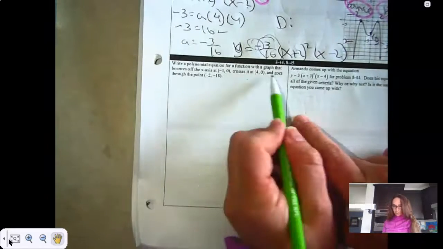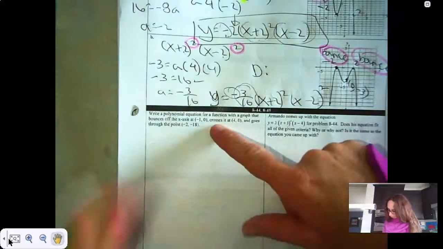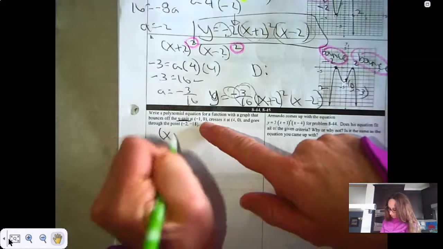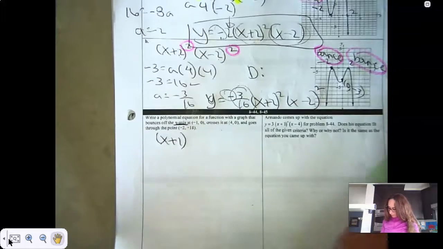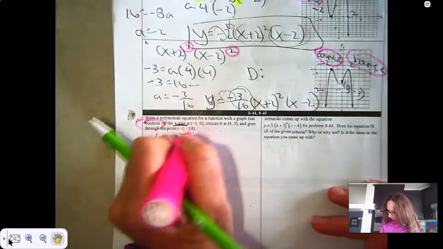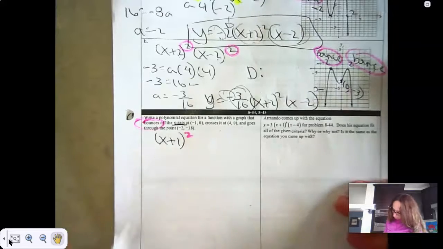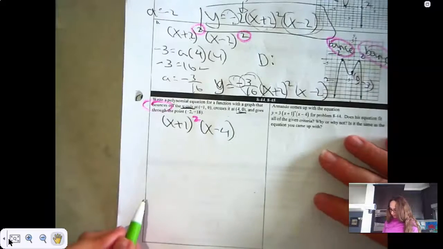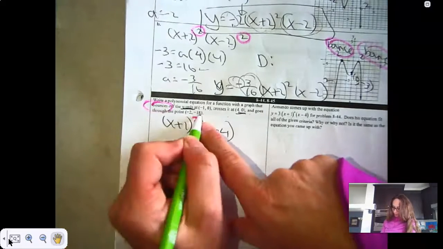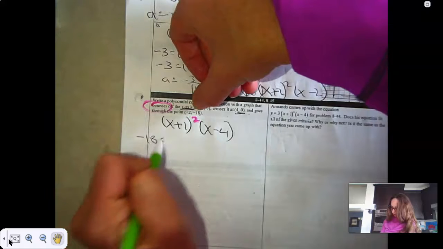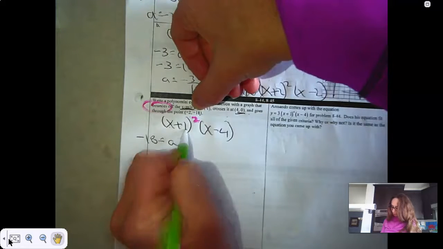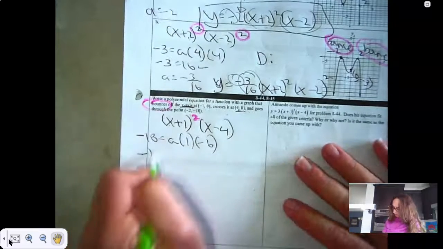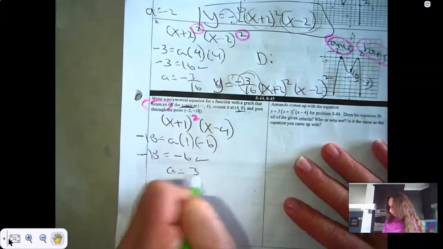Yeah, okay, so this is a little bit different because this time instead of giving you a graph, it's giving you a word problem. So it's telling you it's crossing the x-axis. If it tells you it's crossing the x-axis, that's a root, x plus 1. But it says it bounces. So if it bounces, that means that's squared. And then it crosses, which means it goes right through at 4, which means x minus 4. And it goes through the point negative 2, 18. So this goes in for your y, a. Negative 2 plus 1 is negative 1, squared is 1. Negative 2 minus 4 is negative 6. Negative 18 equals negative 6a, a equals 3.